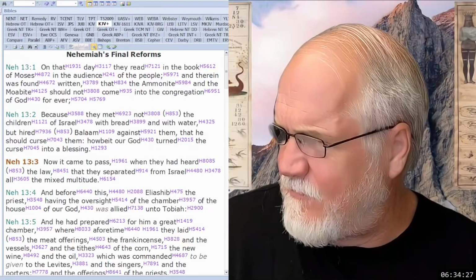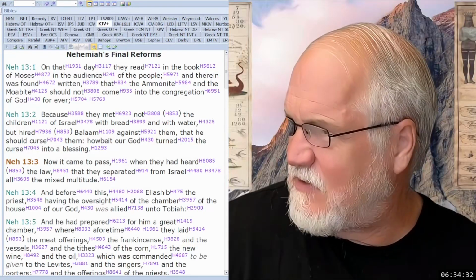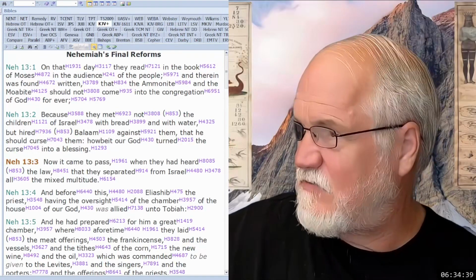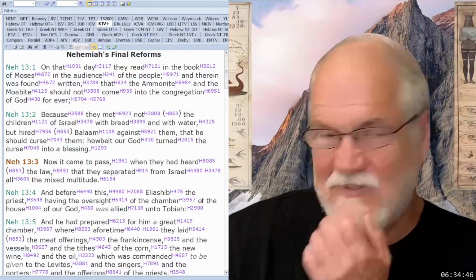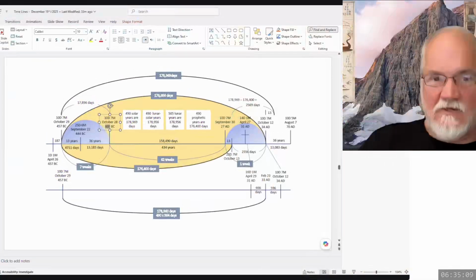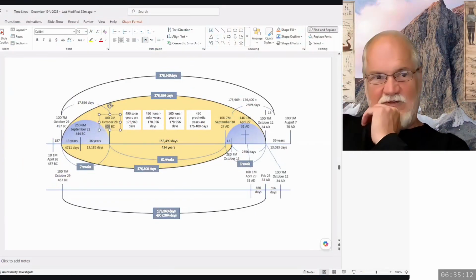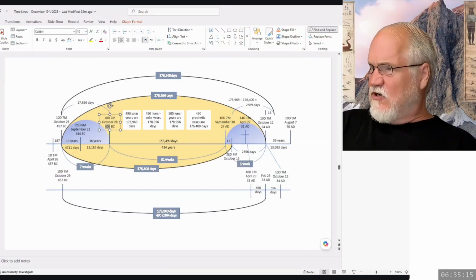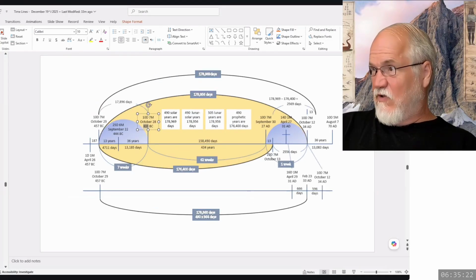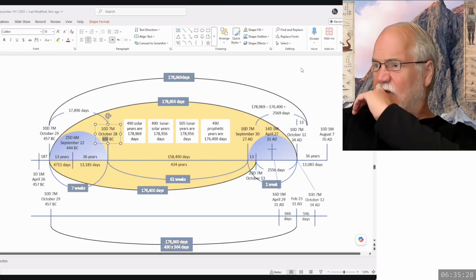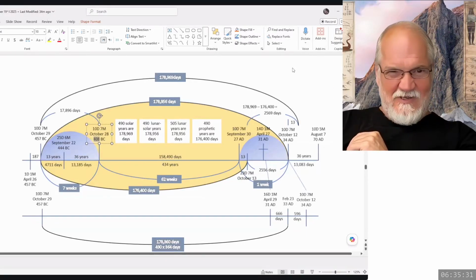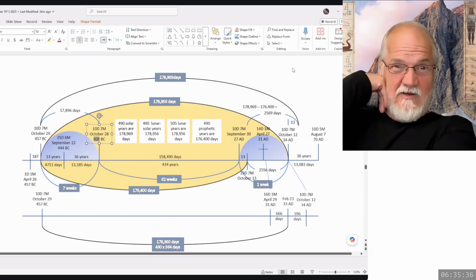Now, one of the things that I need to sort of solve, I guess, and I want to go to this chart. It's still going to look much the same. I'll share the screen differently. Okay, so this is a chart of the 70 weeks from 457 all the way up to 70 AD. This is a rather elaborate division of the 70 weeks in where I'm counting the number of days.